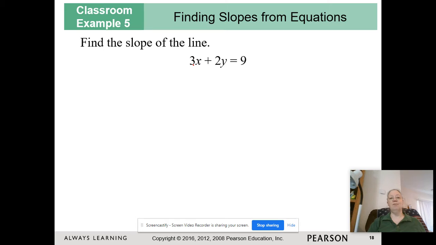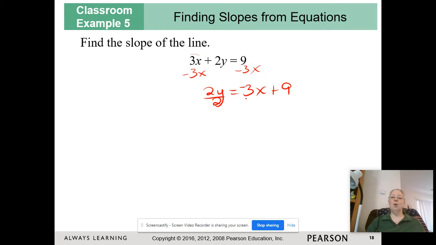Okay. So this is in standard form right now, but we need to solve for y. So we have 3x plus 2y is equal to 9. We have to get the y by itself. So I'm going to subtract my 3x, negative 3x, and divide by 2.